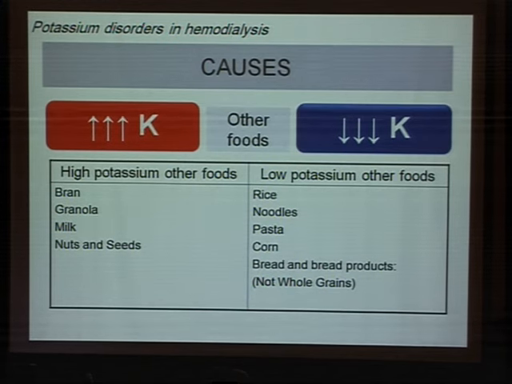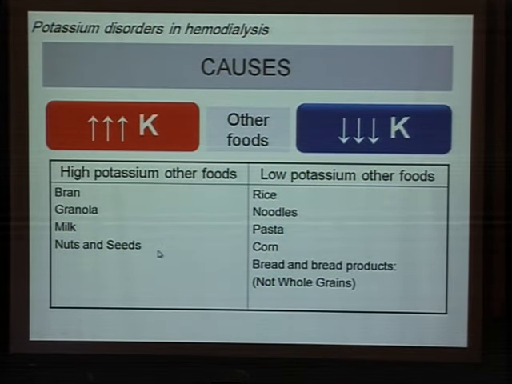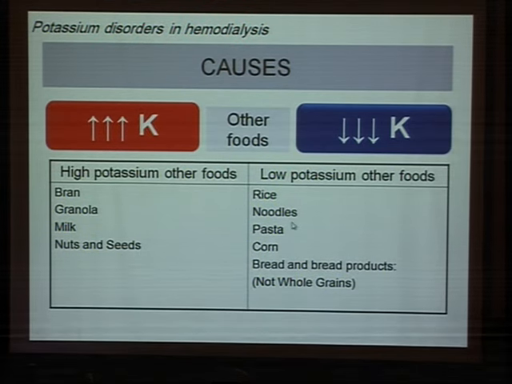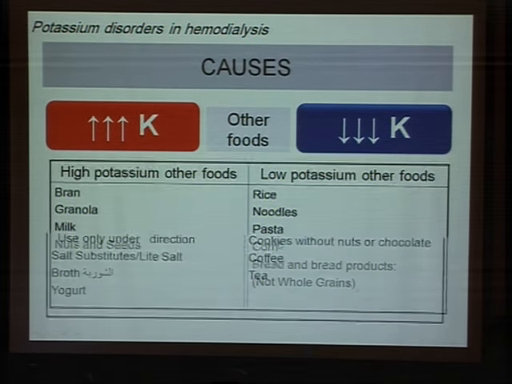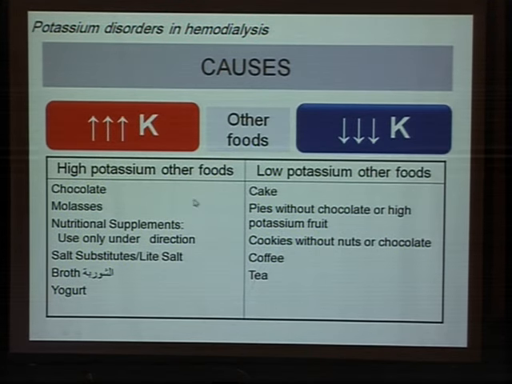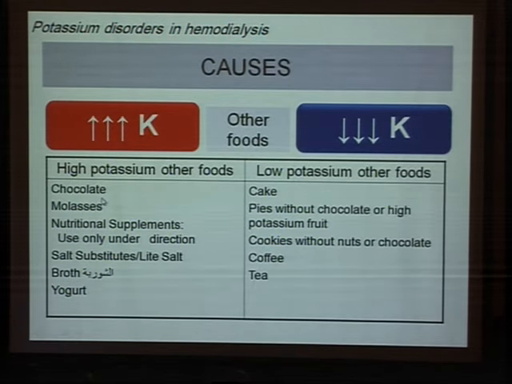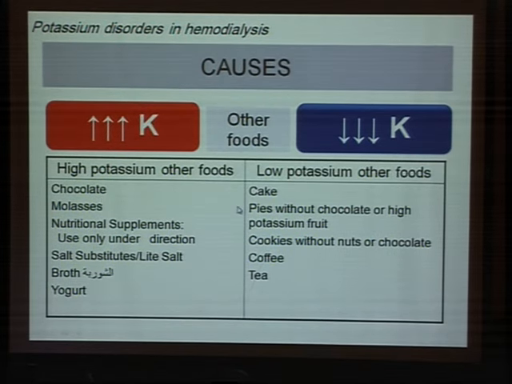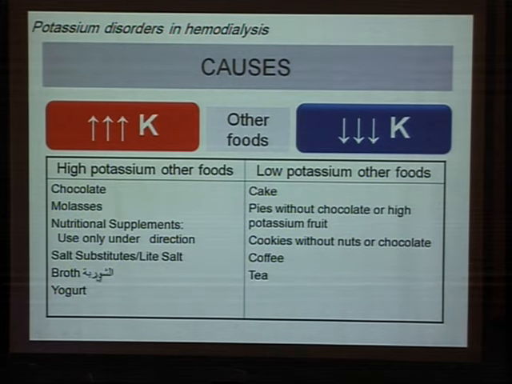Again, breakfast for rich people contains high potassium, like bran, milk, and nuts, while bread and usual lunch food like rice and pasta contain a relatively lower potassium level. Desserts, chocolate, and nuts contain a very high level of potassium, while cakes, pies, and cookies without chocolate and nuts contain a relatively low level of potassium. Likewise, tea and small amounts of coffee are safer than broth, for example.